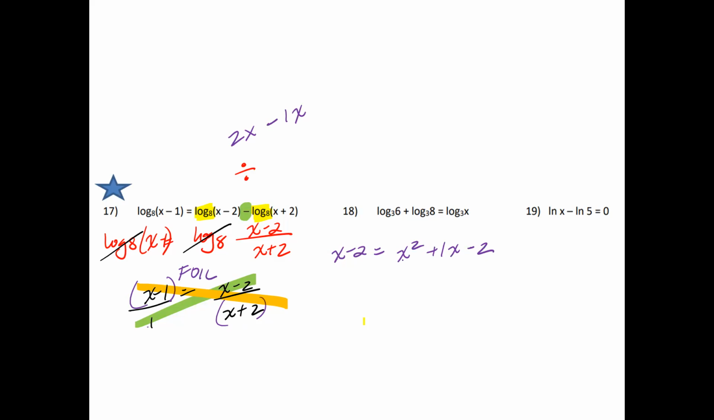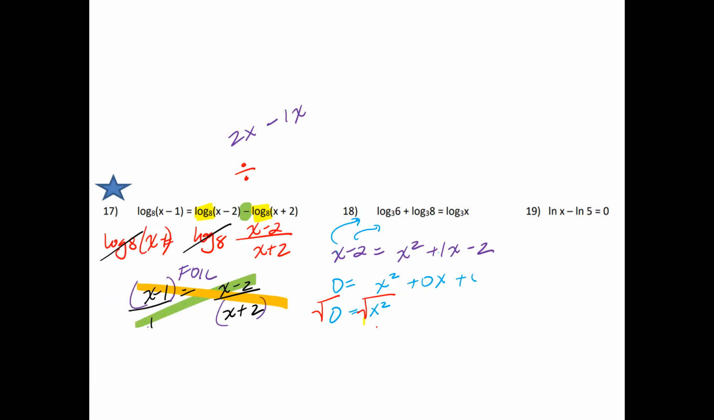Strategy-wise, remember I told you guys if you have an x squared and an x, most likely, and probably definitely, you're going to have to move your x and the negative 2 over to the right side. So I have a 0 on the left side, and I have x squared. Positive 1x minus 1x is going to be a 0x. Negative 2 plus 2 is going to be a 0 as well. So in this situation, you have 0 equals x squared because everything else canceled.